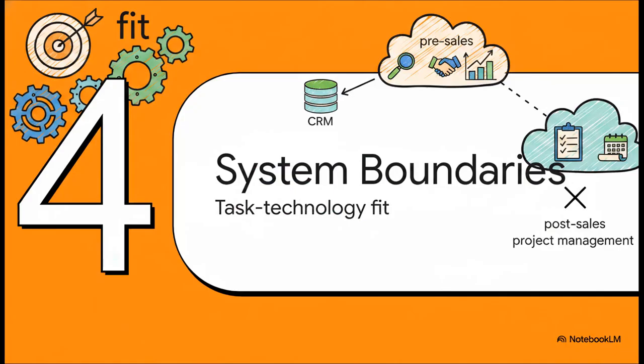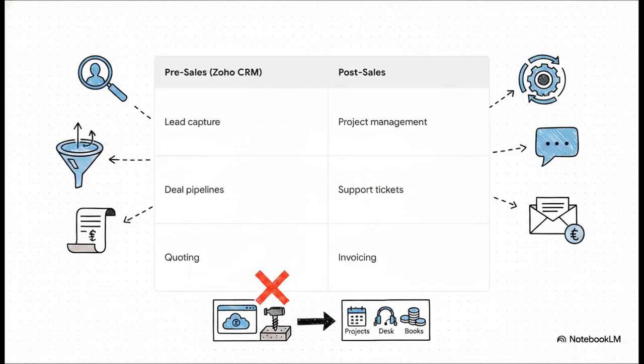But as you build this out, you have to know where the system's boundaries actually are. There's this concept called task technology fit. It basically means you need a strong overlap between the job you're trying to do and the tool you're using to do it. I'll be totally honest about the trade-offs here. Zoho CRM is an incredibly powerful pre-sales tool, but it is not a post-sales project manager. Your CRM territory is all about capturing leads, running deal pipelines, and getting those initial quotes out the door.